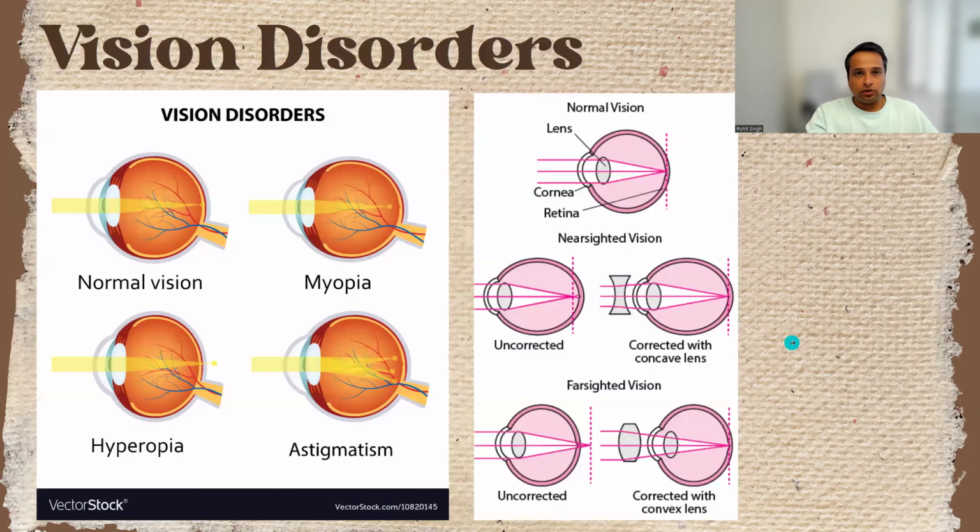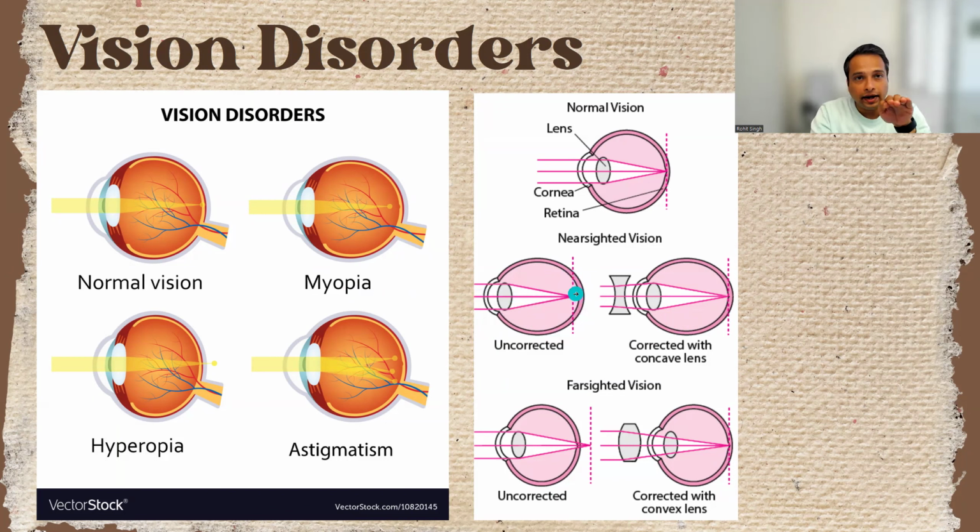Now, if I talk about disorders, there are common ones where you cannot see something up close or something far away, called nearsightedness and farsightedness, and then there is astigmatism. In normal vision, the eye is like a proper circle. But when you cannot see something near to you, instead of being a circle, it becomes a little bit oblong. So your image is not falling onto your retina.